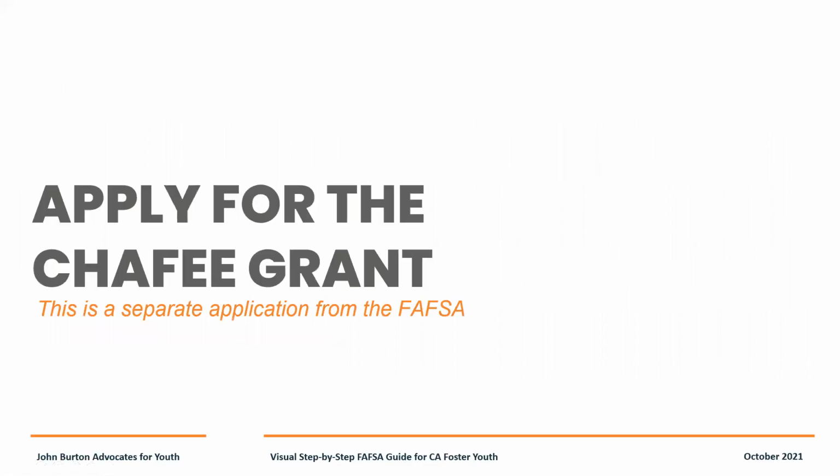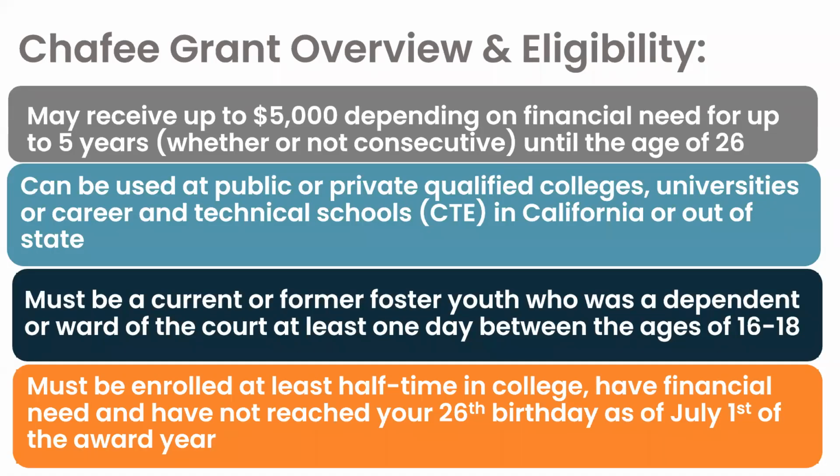Next slide, please. So as we mentioned before, filling out the FAFSA CADA is just one step in terms of maximizing financial aid for foster youth. The next form of aid that we're going to talk more about is the Chafee grant. Next slide. So the Chafee grant has a maximum annual award amount of $5,000 that eligible students can receive up until the age of 26.